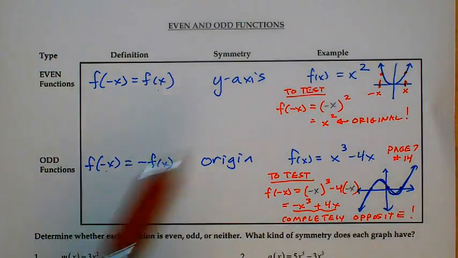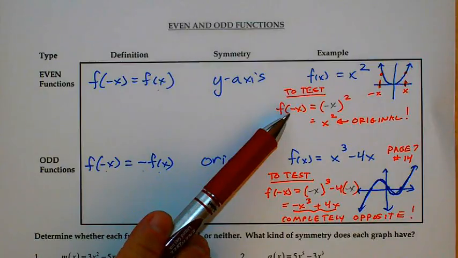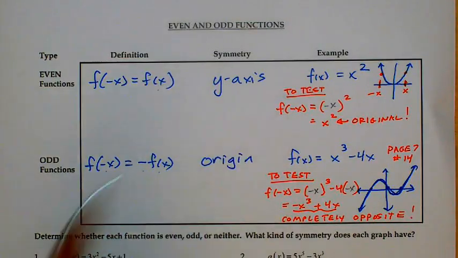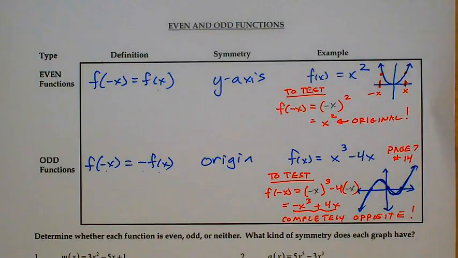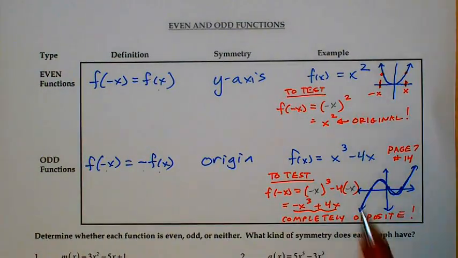And to run the test, there you see, I replaced the x's with negative x. And when I squared the negative x, I got the original function back. So when that happens, like I said, we call that an even function.